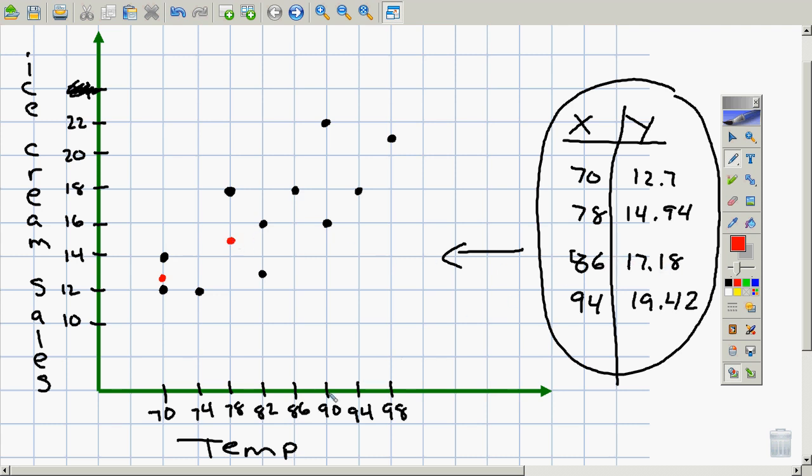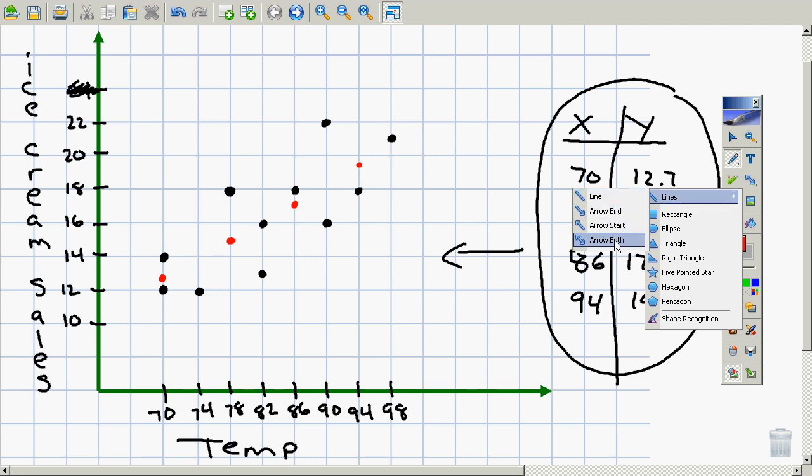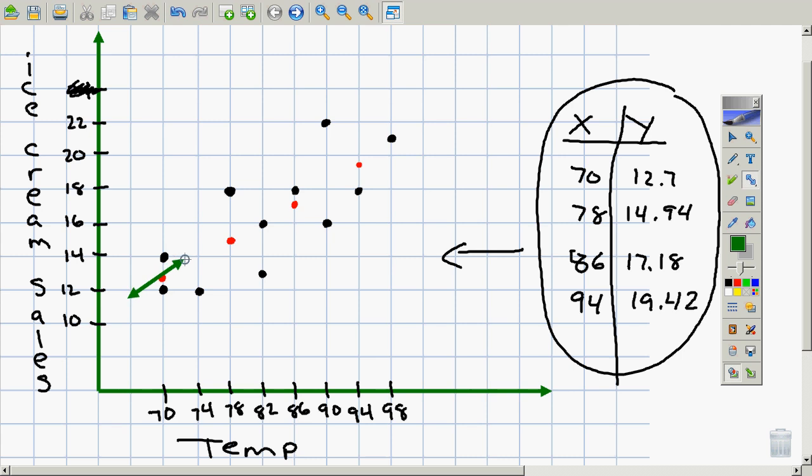At 86, I go to 17.18. 86, 17 is right here. 17.18 is just a little bit more, so about right there. And then at 94, 94 is 19.42. So there's 19, and then 0.42 is about 19 and a half, so about right there. So it looks like I have a line that is going to look something like, I'll go through those points there. There is my line of best fit. I might be able to move that a little bit here. So that's the line that kind of represents this graph.